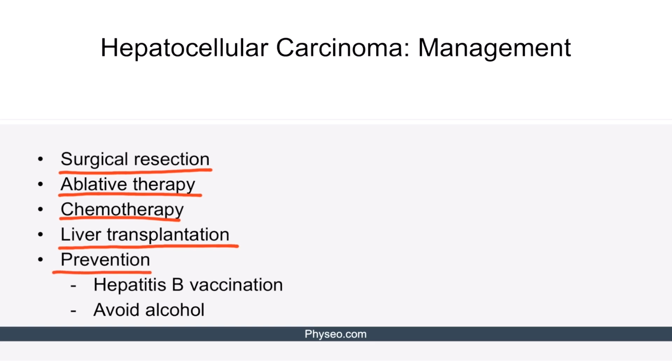In order to prevent the development of hepatocellular carcinoma from chronic hepatitis B infection, we should administer hepatitis B vaccination to the patient. Additionally, alcohol avoidance can help prevent the development of hepatocellular carcinoma, since alcohol is both an independent risk factor for the disease and can lead to cirrhosis, which is a risk factor as well.